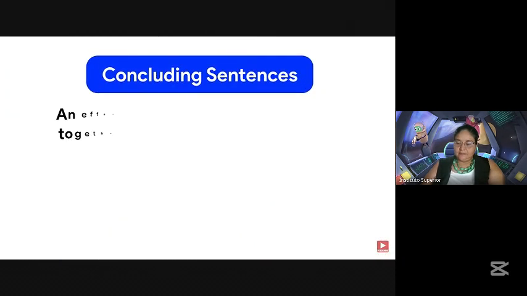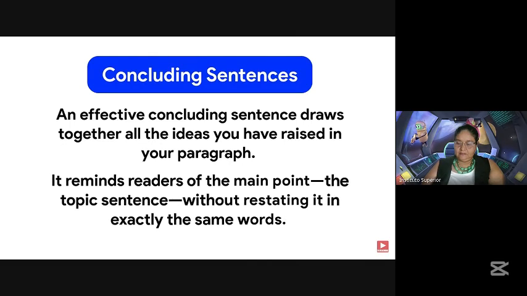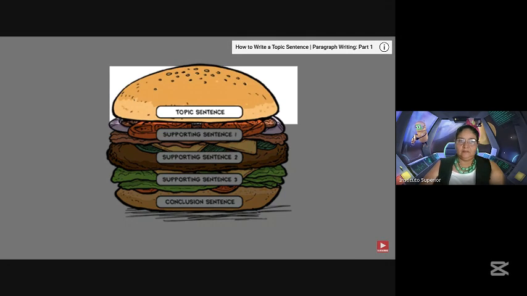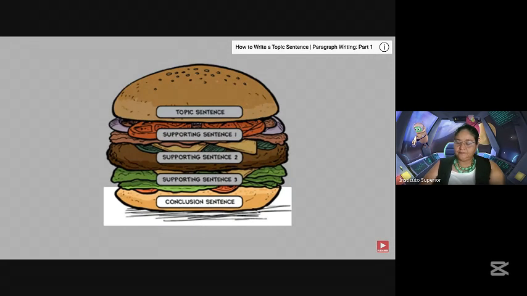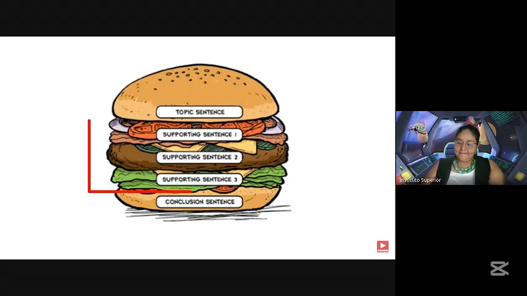Concluding sentences. An effective concluding sentence draws together all the ideas you have raised in your paragraph. It reminds readers of the main point, the topic sentence, without restating it in exactly the same words. Using the hamburger example, the top bun, the topic sentence, and the bottom bun, the concluding sentence, are very similar. They frame the meat or body of the paragraph.